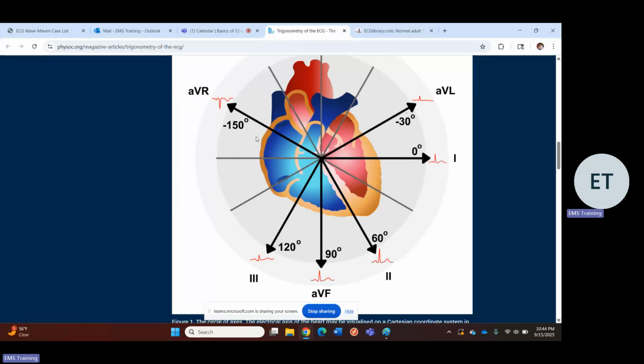Similarly, let's say it's going away from lead AVF here, away. It would have to bend this way. This is the left part of the heart, left atria. This is left axis deviation. So lead AVF would be negative.